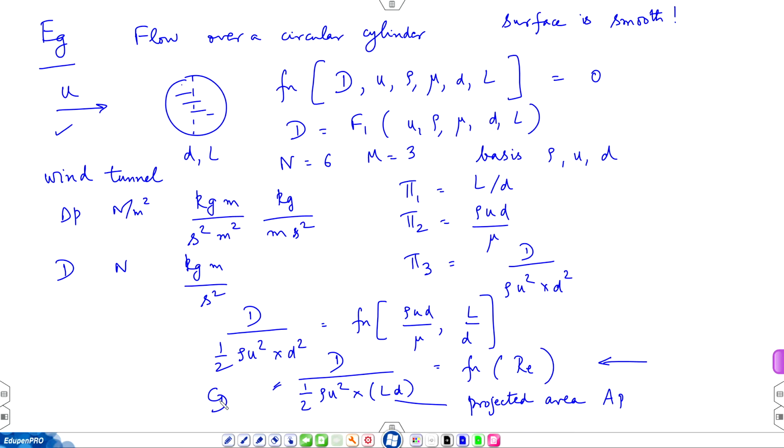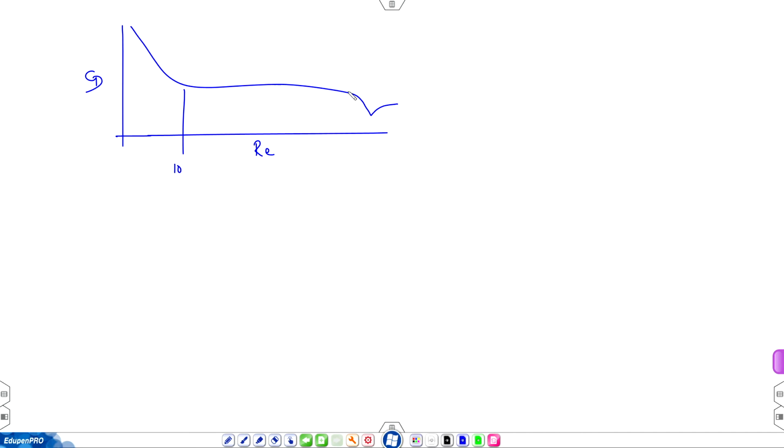Now, this graph has some shape like this. Some 10 raised to 5. Now, the sphere also has a very similar variation, but the numbers are different. So, this graph has its own peculiarities.